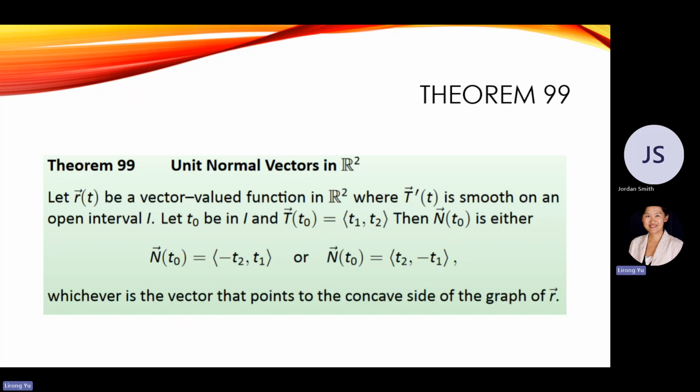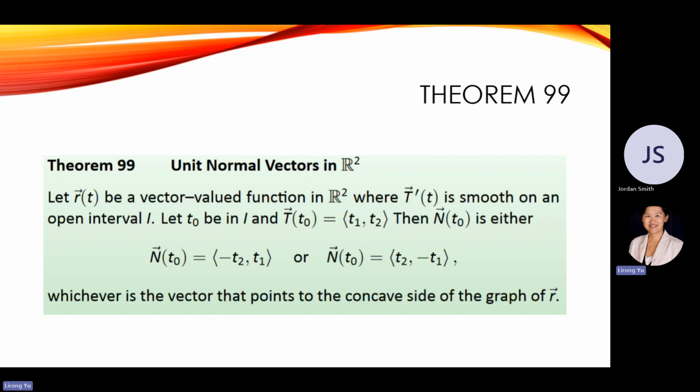So maybe knowing the T vector, you already have the N vector, so we don't have to go through all those lengthy processes. Let's find the derivative of the T vector. Let's find the magnitude of the T vector. Let's divide them to get the normal vector. Those processes sometimes can be complicated. So if it's two-dimensional, then the T vector and N vector go hand in hand.